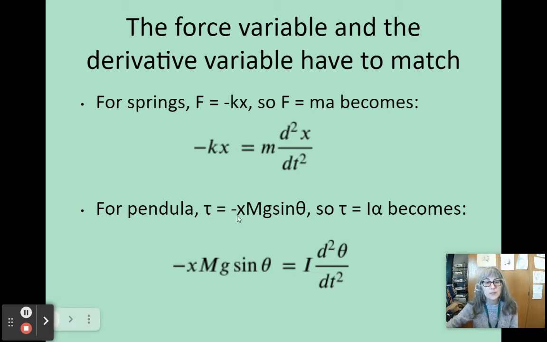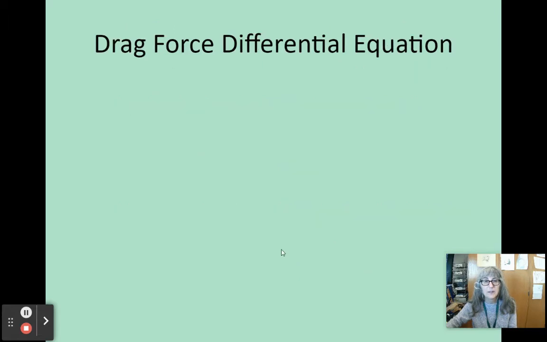For pendula, our torque is equal to negative r F sine theta, where the r is usually the distance to wherever the pendulum center of mass is. And then mg is going to be the force that's causing that, and then the sine of the angle between them, which we then use the small angle approximation to get rid of sine and make it just theta. So torque equals I alpha is going to become negative r mg sine theta is equal to I. And then because this is theta, we want this to be theta, which is why it's a second derivative in order to have our alpha.